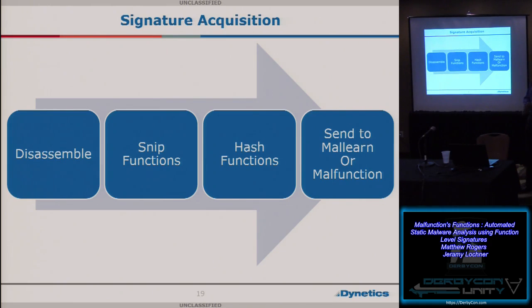So here's our process. We use Radare2 to get all the function lengths and their start addresses, and then we snip out each of the functions manually, and then we fuzzy hash each individual function, and then we send them to mallearn to either learn them to the database or to Malfunction to analyze them. And Radare2 works with tons of different types of executables, from native Windows and Linux binaries to things like NES and Game Boy games.